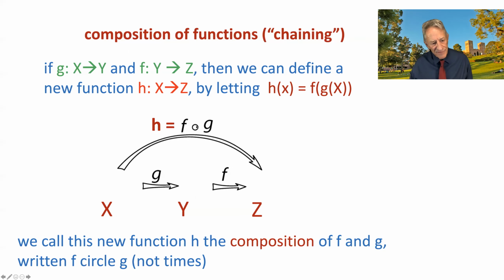And that's written f circle g. It's read the composition of f and g, or you can say f of g. Just don't say f times g, because that circle does not mean times. It means the composition of functions f of g. So this new function, f composed with g, or f of g, takes us from the set x to the set z.